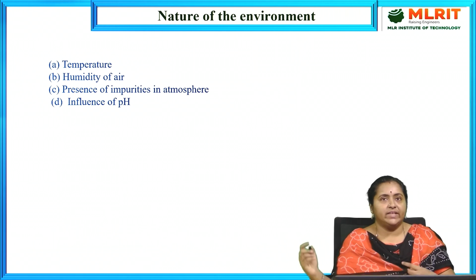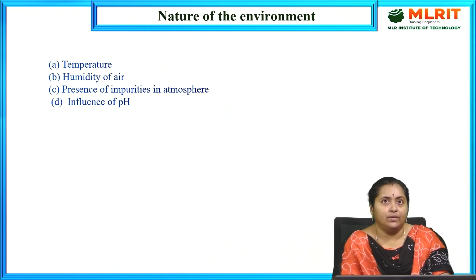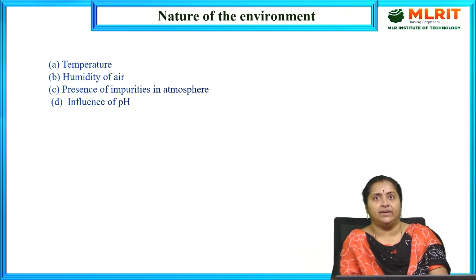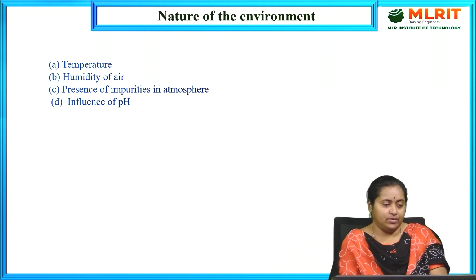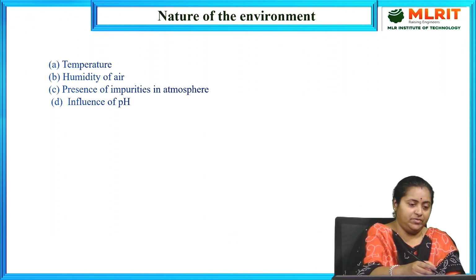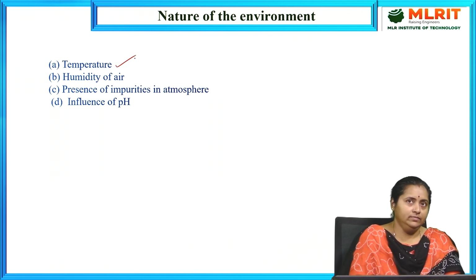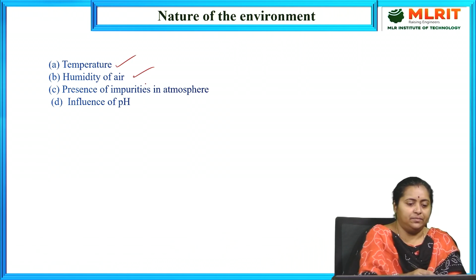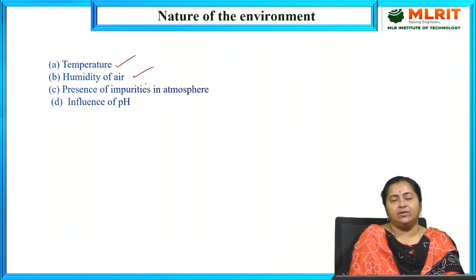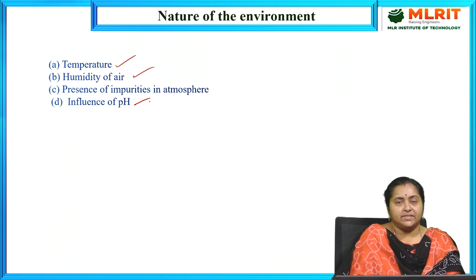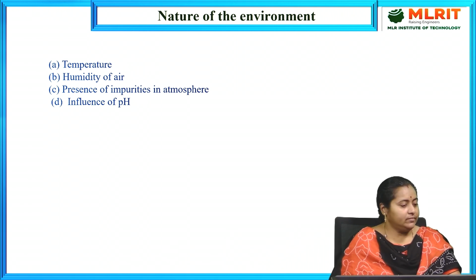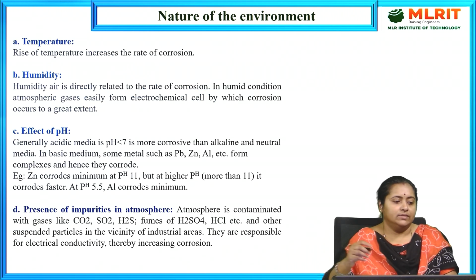So, coming to the next factor, that is nature of the environment. First one was nature of the metal, and the next factor which is able to influence the rate of corrosion reaction is nature of the environment. Under this heading, we are going to discuss temperature of the environment or surroundings, content of moisture or humidity that is present in the air or surroundings, and then pH, and then presence of impurities in the atmosphere or air.